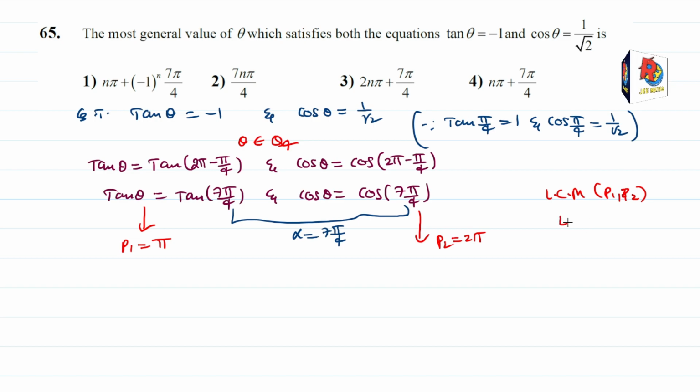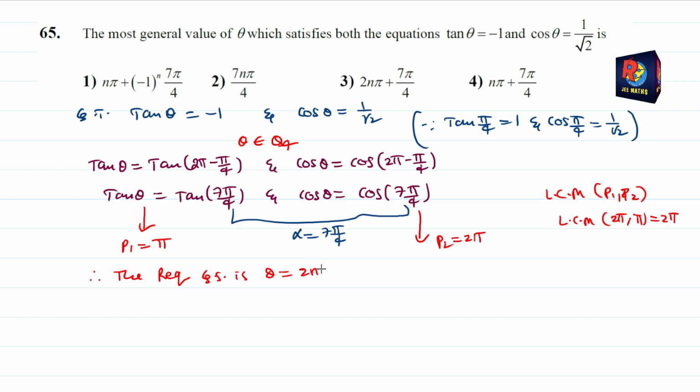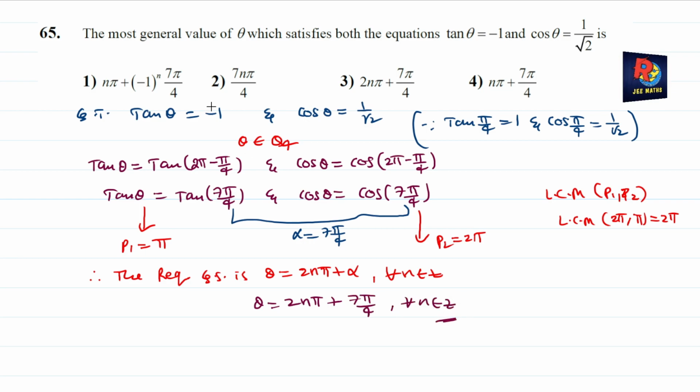If I take an LCM of P1, P2 means here what will happen? LCM of 2 pi comma pi. It will be 2 pi only. Therefore, the required general solution is theta equals 2n pi plus alpha for all n belongs to Z. Therefore, I can write theta equals 2n pi plus 7 pi by 4 is the answer. So 2n pi plus 7 pi by 4 means option 3 is the correct answer.